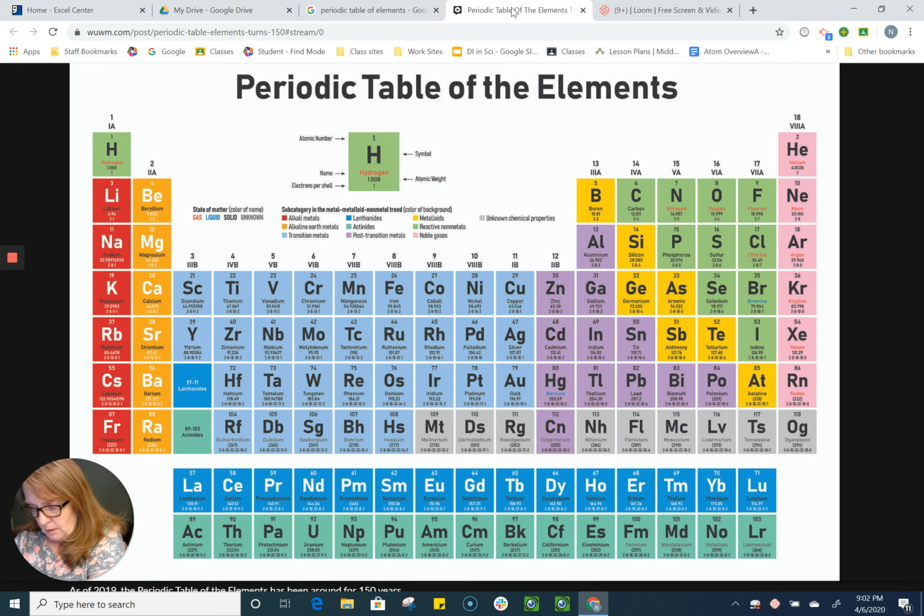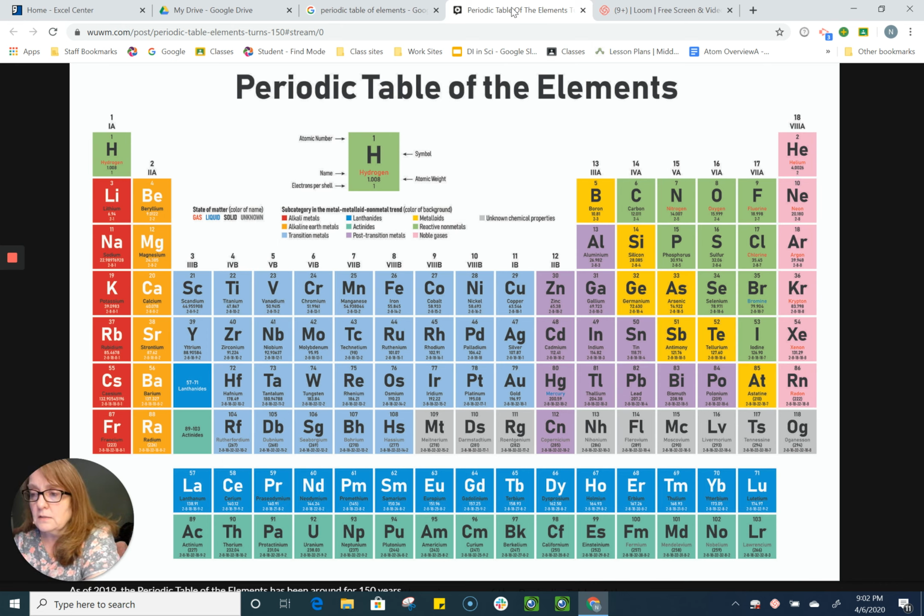This class is supposed to be a study of living things and how living things work and some of the basics that we can get through in our short class period. So I had you do some work on elements, compounds, and mixtures because when we study living things, it's important to understand what they're made of.